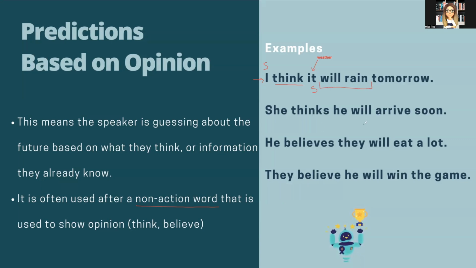She thinks he will arrive soon. So she thinks, here we have our non-action word. And usually our non-action words are going to stay in the simple present form. And now we're thinking about the future that will happen here. He will arrive soon. So this is an opinion that she has, that he will arrive soon. And we're making this guess about the future.